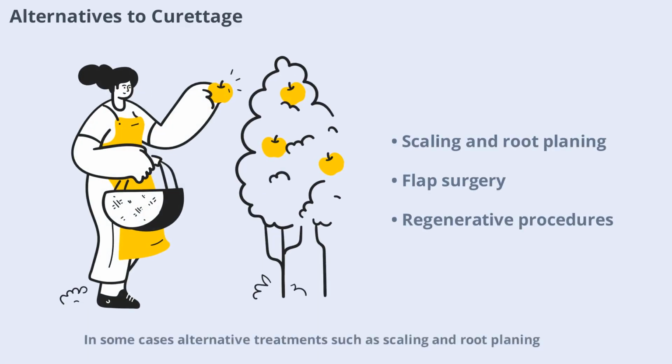In some cases, alternative treatments such as scaling and root planing, flap surgery, or regenerative procedures may be recommended instead of, or in addition to, gingival curettage. The choice of treatment depends on the severity of the disease and the patient's overall health.